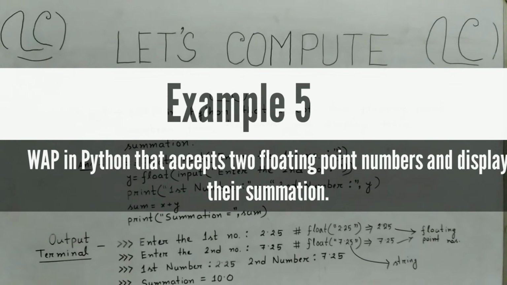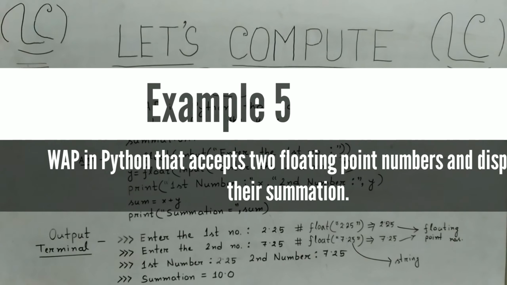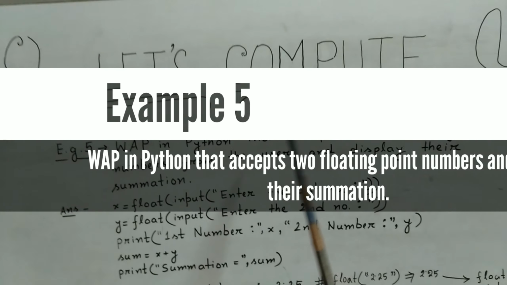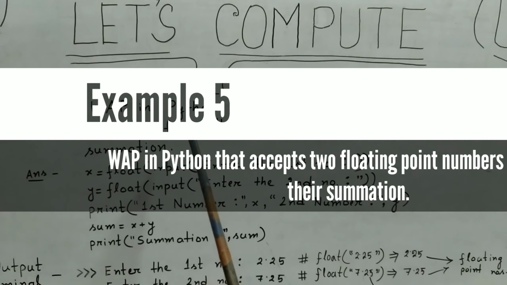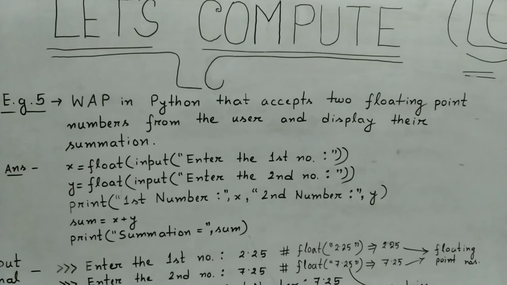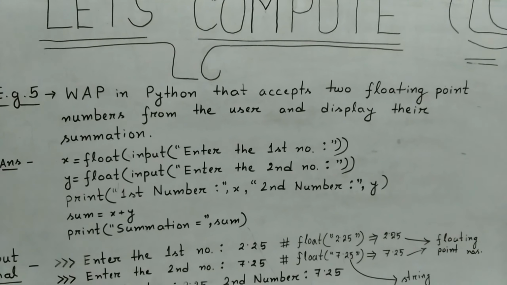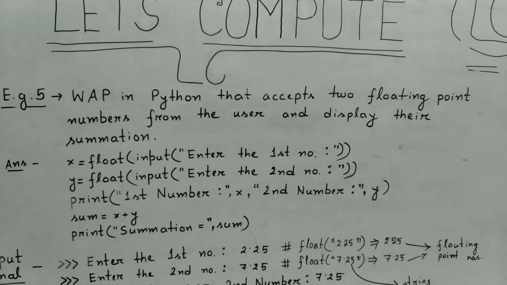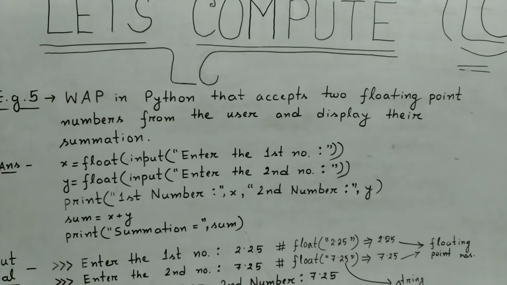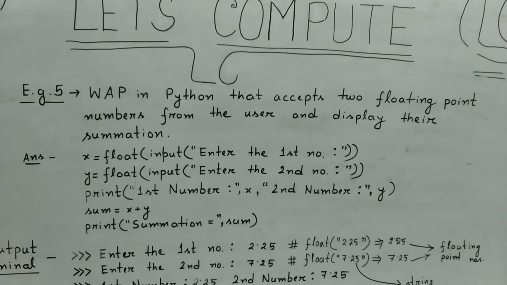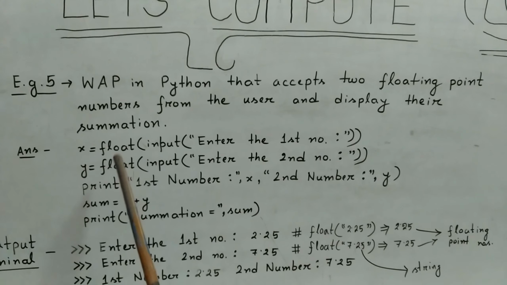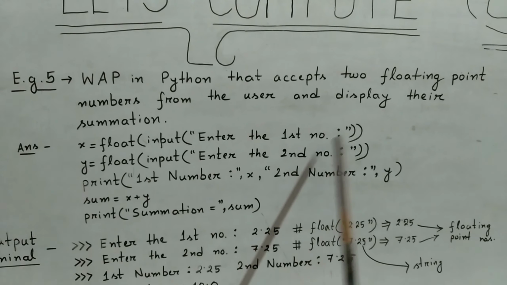Well, typecasting could be in float also. Let us have a close look at this very example. Write a program in Python that accepts two floating point numbers from the user and displays their summation. Now what is a floating point number? A number consisting of a fraction part after the decimal point is known as a floating point number. That is basically real numbers. Now x equals to float, input, enter the first number, y equals to float, input, enter the second number.